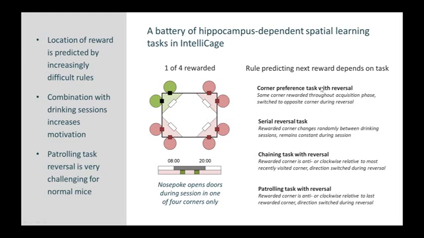And we begin with a very simple condition where water is available always in the same corner during 1 week. And then we move on to a reversal learning phase where that location is moved to the opposite corner. That would be then the reversal of corner preference, and then we can make the task even more difficult by changing the location of water availability in every single drinking session, so the animals have constantly to relearn where water is available. Then there are even more difficult tasks where the animals have to learn to visit the corners in a certain sequence, either anti or clockwise. This is the chaining and the patrolling task.